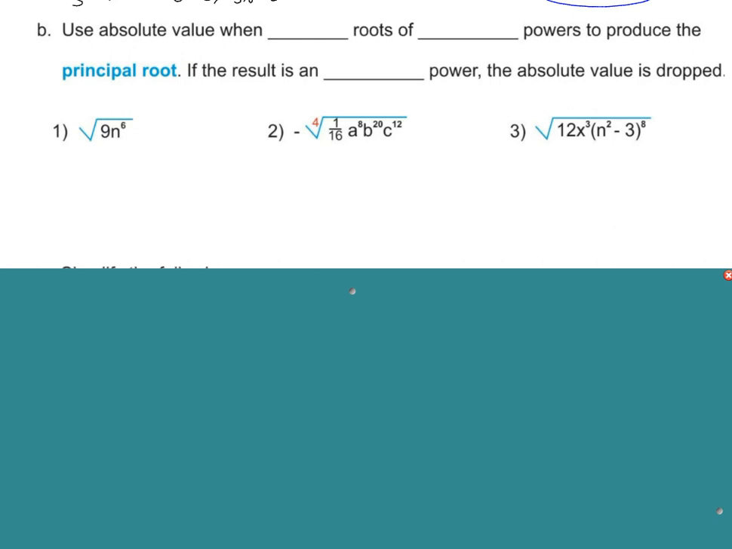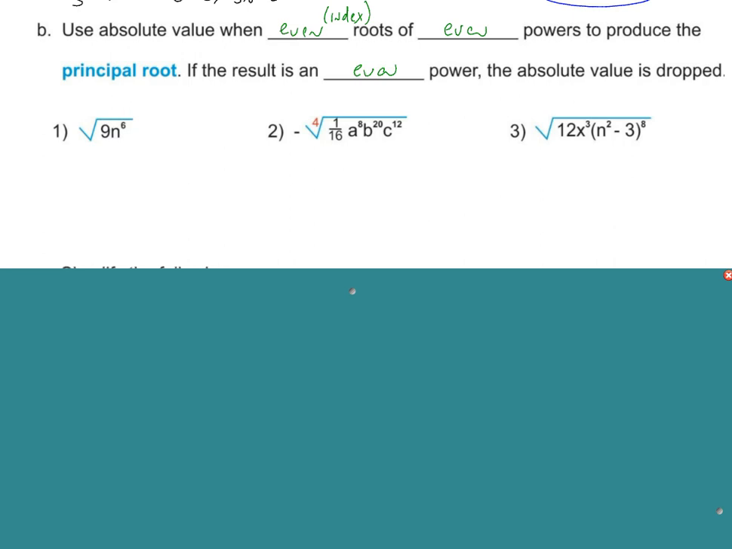Use absolute value when you have even roots, what I mean by that is an even index, right? Because the index tells you what kind of root it is. Even roots means the index is even. Use absolute value when you have even roots of even powers to produce the principal root. And this is for variables. If the result is an even power, the absolute value is dropped.